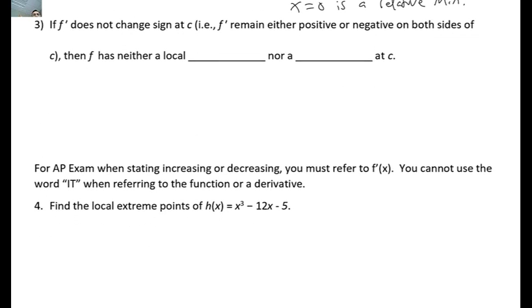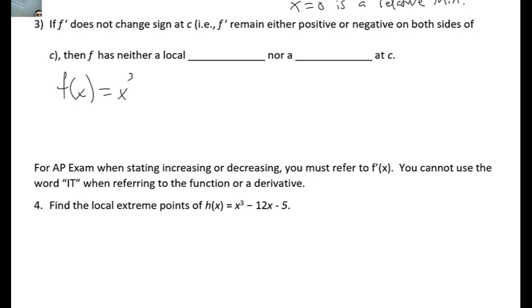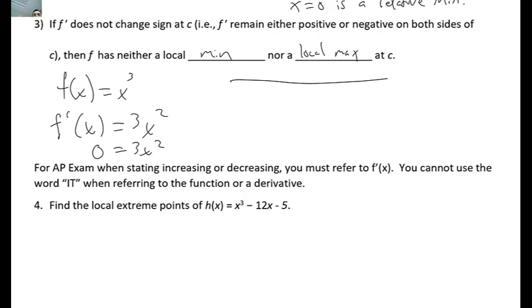All right, and it's possible that it doesn't change signs at all. We saw that with x cubed, but let's go ahead and actually work it out instead of just looking at the graph. But if it doesn't change signs, then it won't be a local min, nor will it be a local max. Okay, so for this one, it looks like it also has a critical number at 0, because that is what makes the first derivative 0 or undefined.